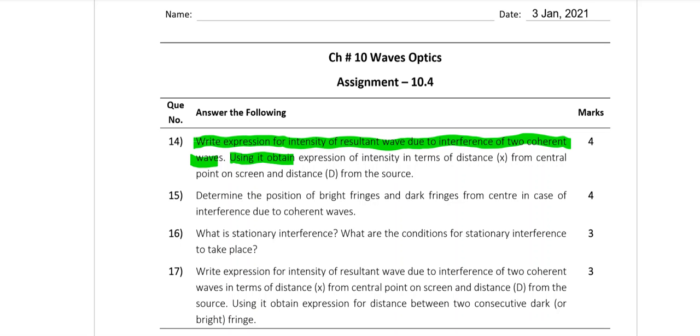Using it, obtain the expression of intensity in terms of the distance x from the central point on the screen and the distance capital D from the source. So let us start with the expression which we saw previously, and first we'll understand the situation and then we'll try to derive the expression.